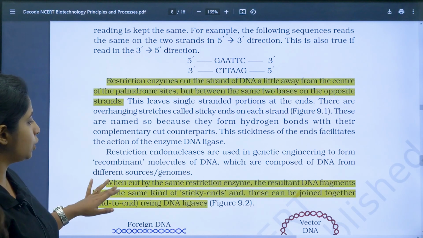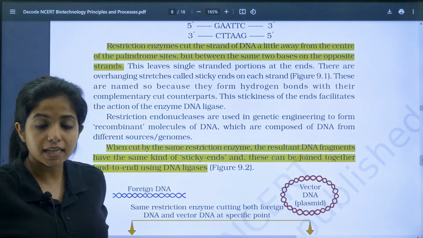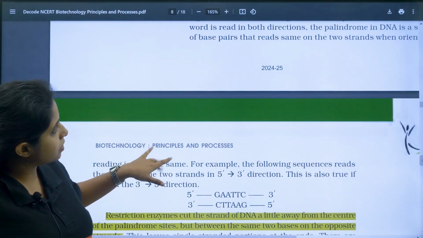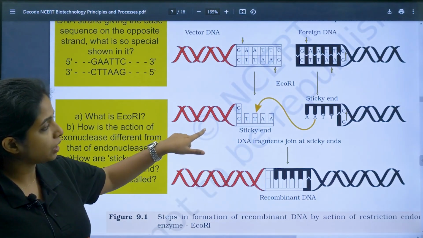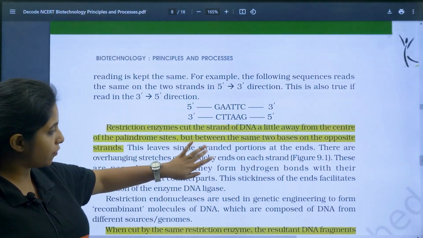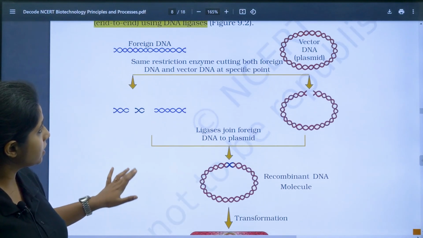These can be joined together end to end using DNA ligases. Remember the name of the enzyme, DNA ligases. Cool. So, that's all. Please remember this diagram that you see over here is very important. Just make it in a rough way if you want. In that way you will understand it a lot better. And this is the thing that I was saying.